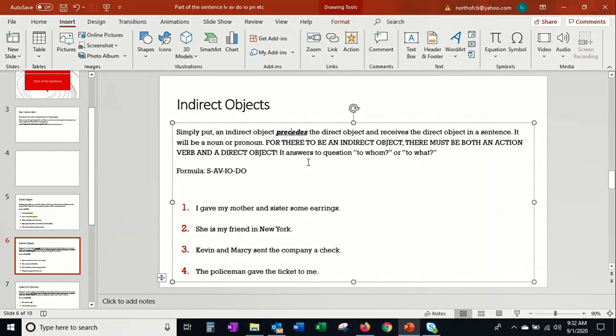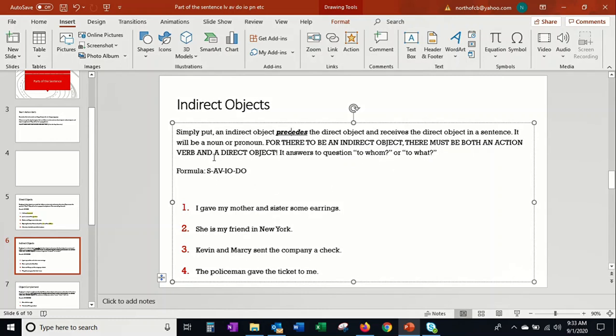Okay, something to keep in mind. For there to be an indirect object, there must first be an action verb. That's the first thing. Always keep that in mind. Like our players have to be on the same team. There must be an action verb and there must be a direct object. You'll notice from the slide before, there can be a direct object with no indirect object, but the opposite is not true. There cannot be an indirect object without a direct object. And notice, I cannot emphasize this enough, it will come before the direct object, and it will answer the questions to whom or to what.